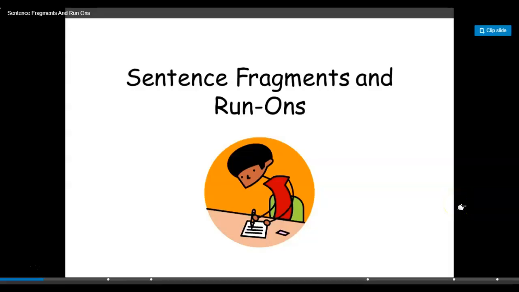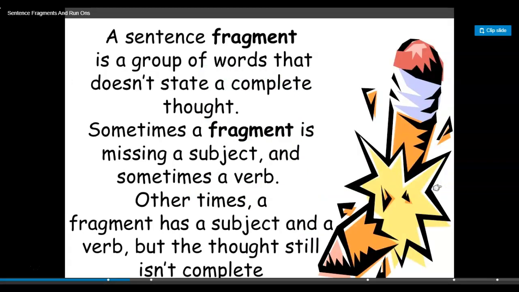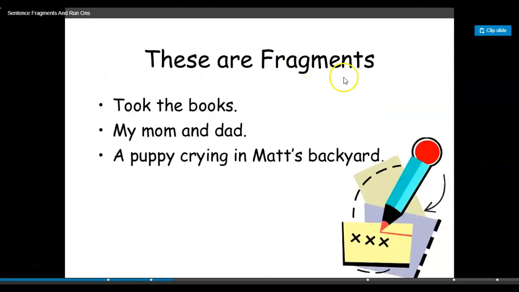So today we're going to talk about sentence fragments and run-ons, as well as complete sentences. So what is a sentence fragment? A sentence fragment is a group of words, but it doesn't state a complete thought. Sometimes your fragment could be missing a subject, and sometimes it could be missing a verb. Other times, a fragment might look like it has a subject and a verb, but it's still expressing a thought that isn't complete. So these are fragments.